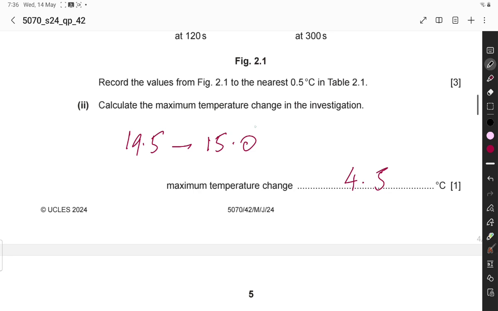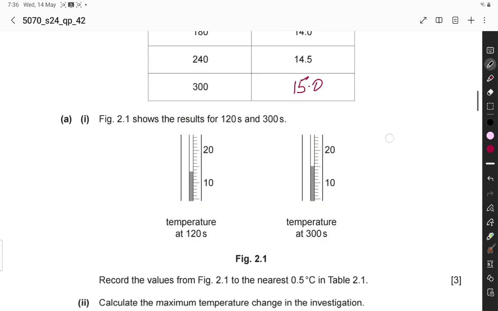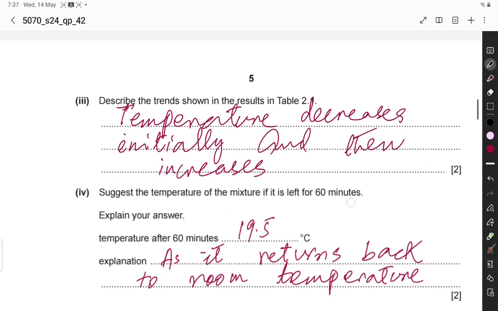Calculate the maximum temperature change in the investigation. The highest temperature is 19.5, while the lowest is 15 degrees Celsius. By subtracting the lowest from the highest we get 4.5. So this is the maximum temperature change, 4.5 degrees Celsius.